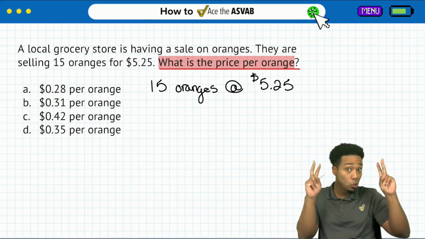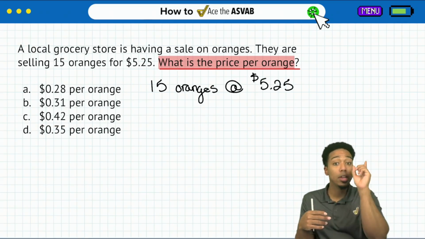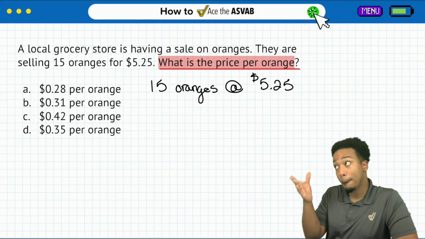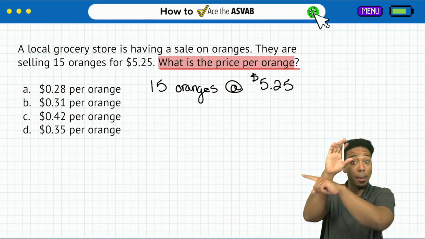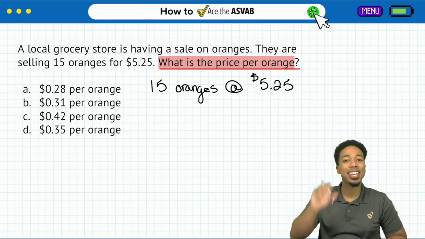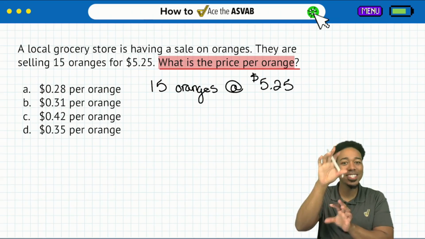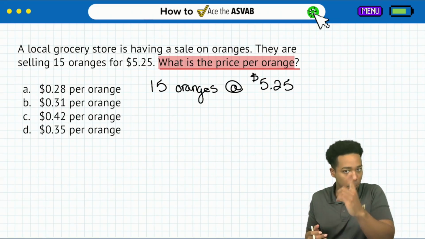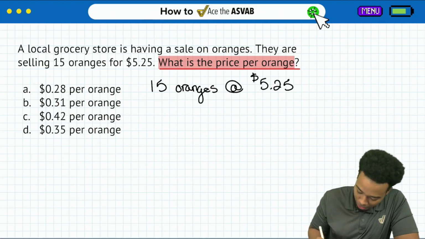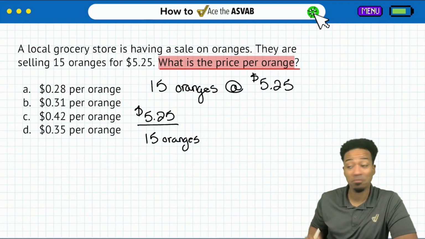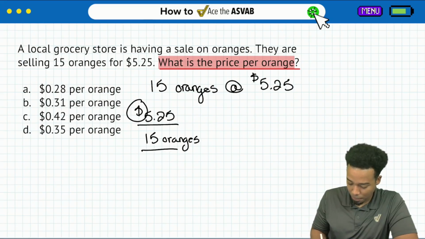So if we want to figure out what the cost of 1 orange is, this is essentially what we call finding a unit rate. Finding the rate for 1 unit or per unit. So in this case, since we want the price per orange, we are going to take the final price that we have, the $5.25, divide it by the number of oranges, and that's gonna give us the price for one orange. So right over here, everybody, is what we're gonna do. It's gonna be $5.25 divided by 15 oranges, and that's how we'll get this done. Straightforward, because we'll have the price per orange.